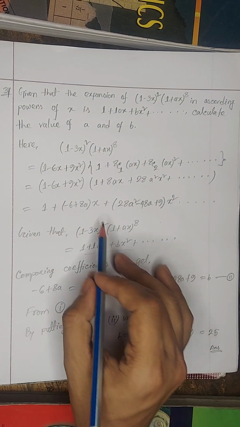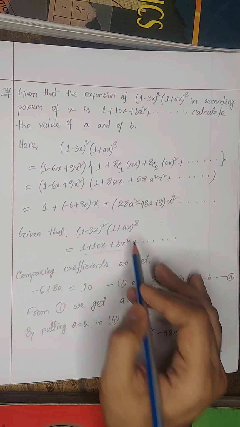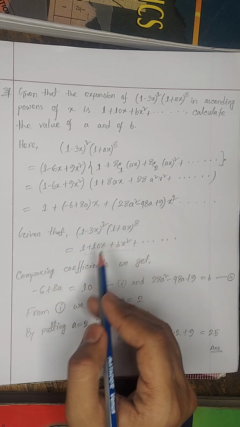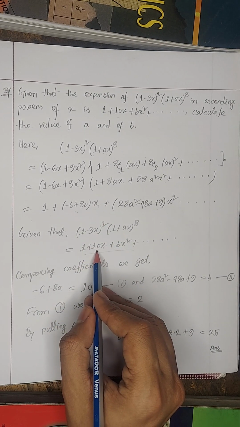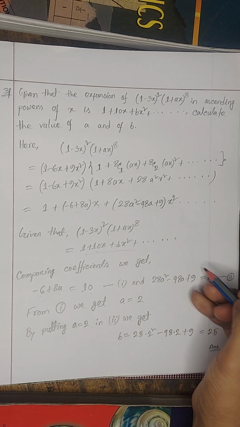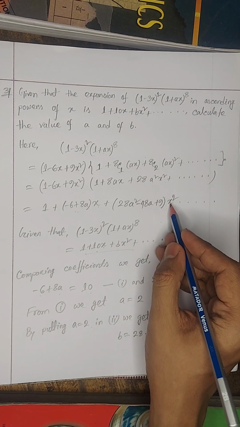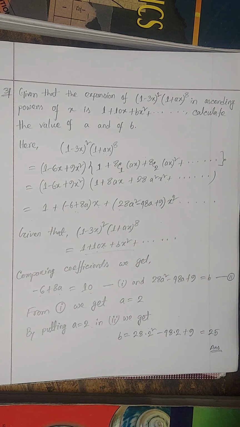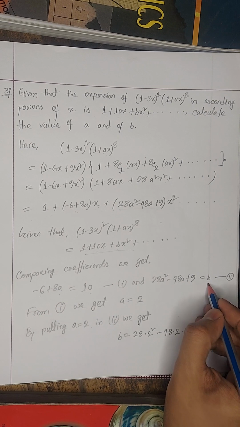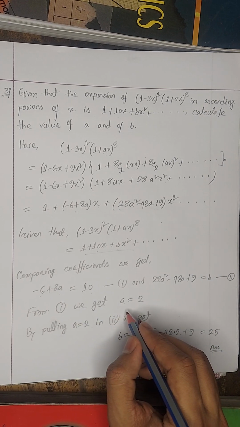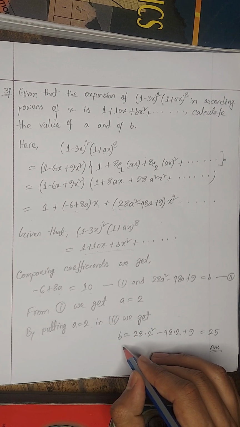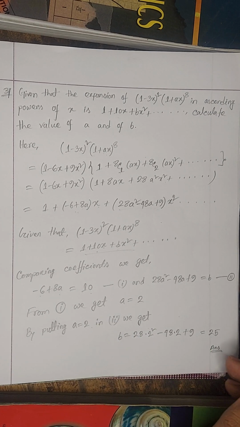So if we compare the coefficients of x and x square, we will get minus 6 plus 8a, and here the coefficient is 10, so minus 6 plus 8a is equal to 10. In a similar way, here the coefficient is b, and here the coefficient of x square is this expression. So 28a square minus 48a plus 9 is equal to b, and from equation 1 we get a is equal to 2, and putting a equal to 2 in equation 2, we get the value of b is 25.